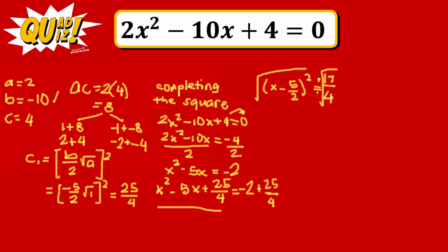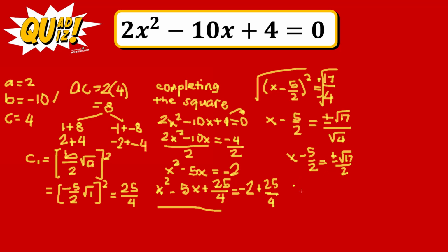We take the root of this. Don't forget the plus minus notations. So you'll have x minus 5 halves is equal to plus minus square root of 17, let me separate this, over square root of 4. Take note that when we separate the radical expression, the purpose of this is looking at the denominator, which is 4, can be already simplified. So we have x minus 5 halves is just equal to plus minus square root of 17 all over 2.